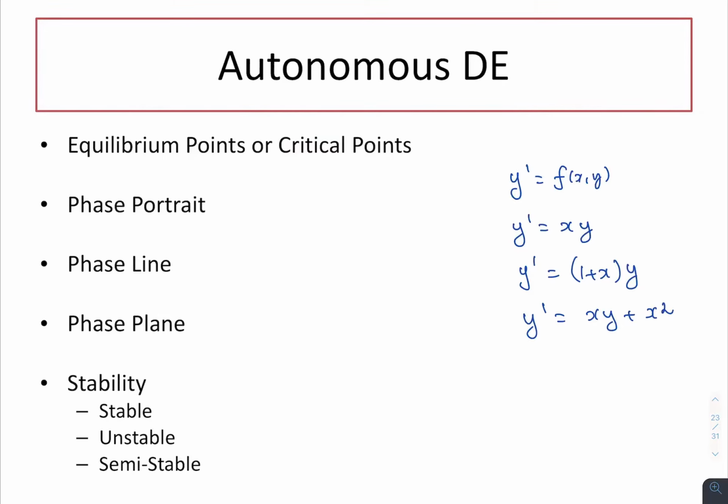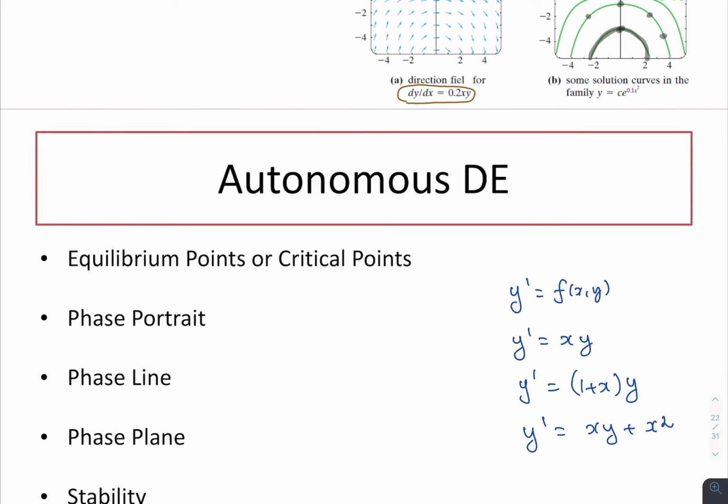The autonomous differential equation is something like this. y prime is equal to f of y. You can only have explicit functions of y. You cannot have explicit functions of x in them.